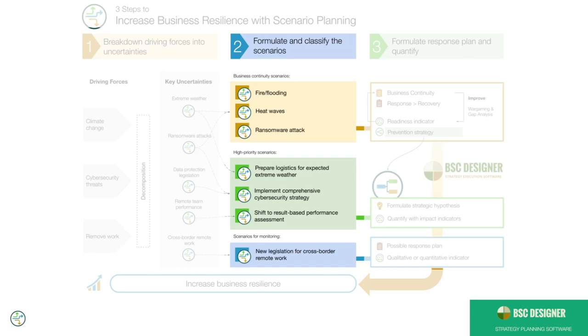Another goal is to decide the type of scenario. In the context of strategic planning, we define scenarios related to business continuity, or the possibility of your organization delivering critical service. High priority scenarios that can be aligned with existing strategy, and scenarios for monitoring, scenarios that are potentially important but are not resonating with an existing strategy yet. Let's see what we can do about different types of scenarios.